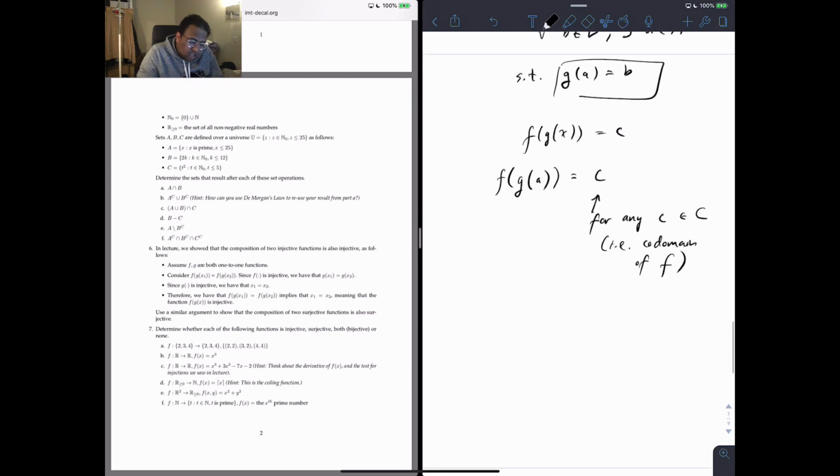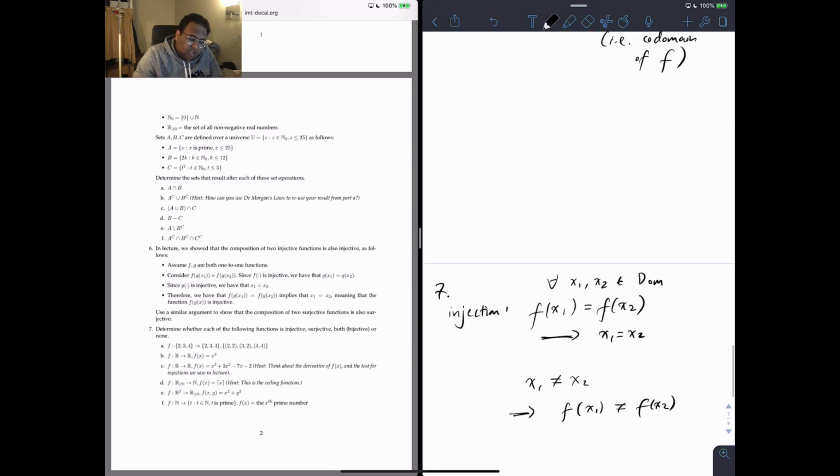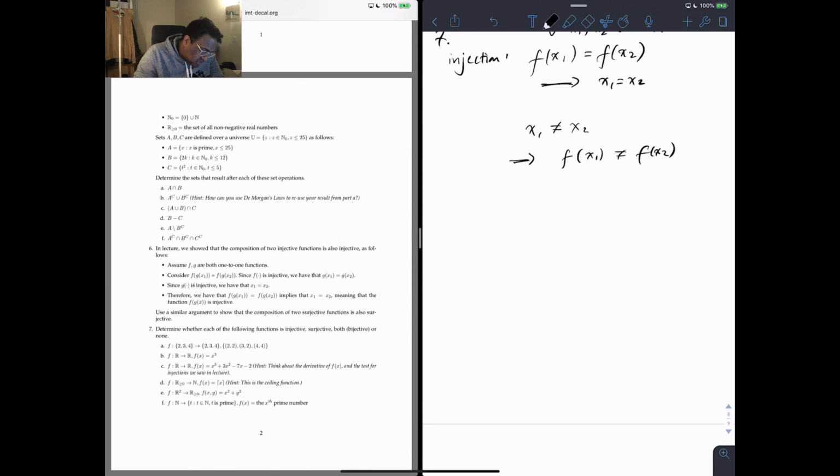Okay, in a surjection, we sort of talked about it here. For every element in the codomain, there exists something in the domain that points to that element in the codomain. Okay, so let's look at A. Our domain is the set 2, 3, 4, and our codomain is also the set 2, 3, 4. And the function is given by the set of ordered pairs (2, 2), (3, 2), and (4, 4).